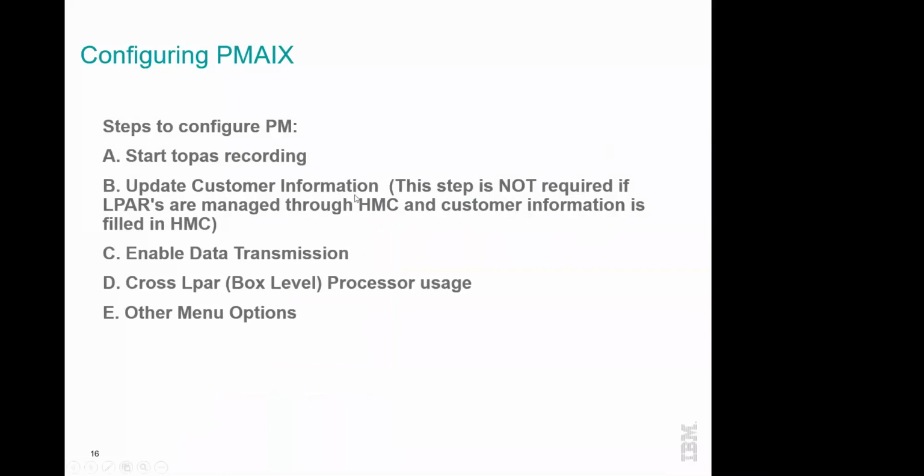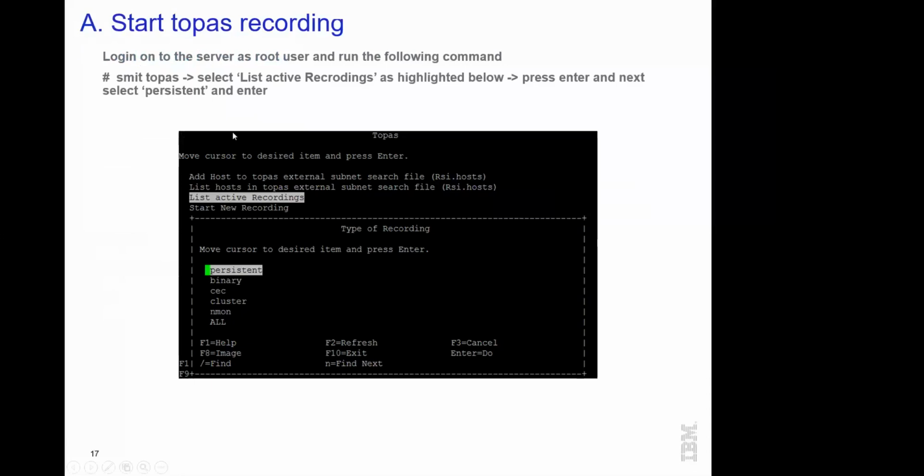Number two, the customer information update. This is not required if you are using HMC and you have filled in the information correctly on HMC. Otherwise, the better way is to go in and fill in the information on each server. I will show you that too. Then the next step is to enable the transmission, and then also how to set up the cross LPAR and other menu options.